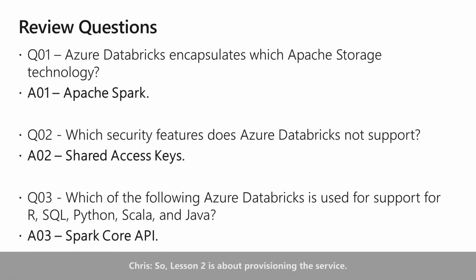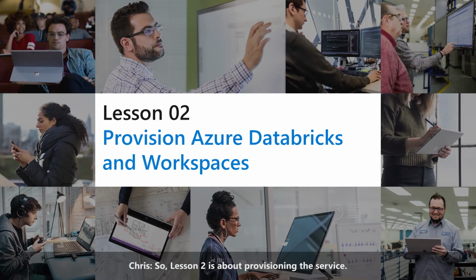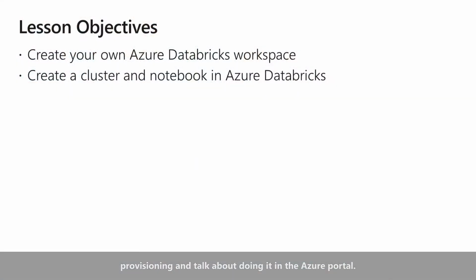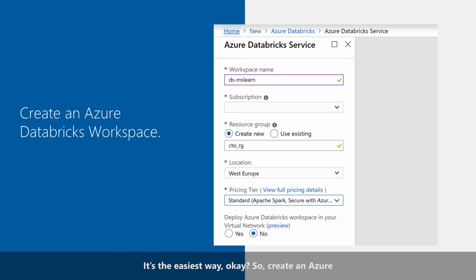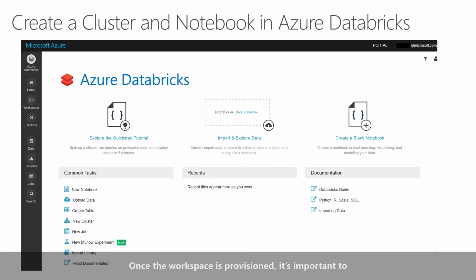So lesson 2 is about provisioning the service. Once they understand the capability, talk about the provisioning and talk about doing it in the Azure portal. It's the easiest way, okay? So create an Azure Databricks workspace, go through the options with resource group, location, pricing tiers. You know, again, you want to probably open it up in the portal so that if there's any UI changes, you can do it there.